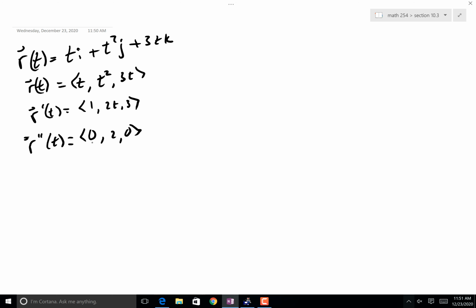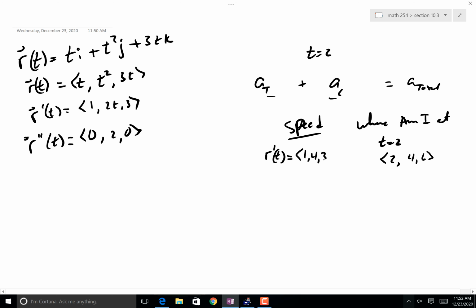I don't know. I feel like if I just plug that into this guy, this is also equal to v. Well, let's put it this way. It's equal to the velocity, but let's hold that thought a minute. So this is going to be equal to, if I plug in a 2 for my t, 1, 4, 3. Nice. Now the speed, or the magnitude of this guy, is simply going to be equal to the square root of 26. That's my speed right now.